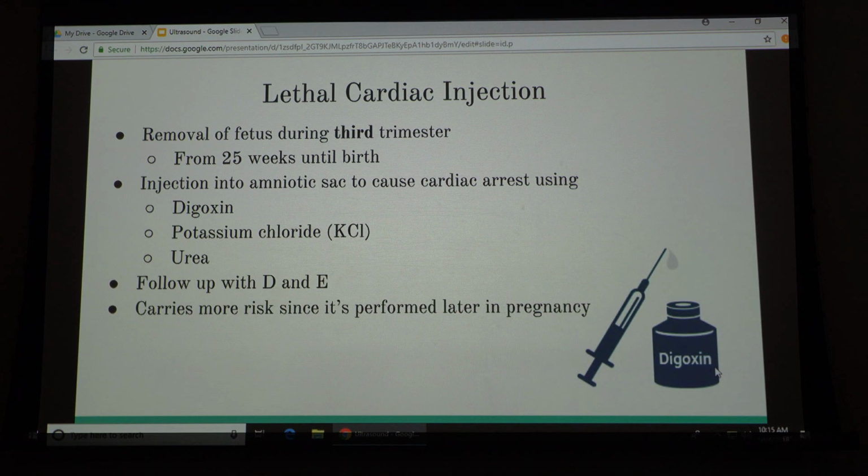If the mother reaches her third trimester and the physician determines the fetus is not able to survive outside of the womb, then this is what most parents will turn to: lethal cardiac injection. This happens from 25 weeks until birth, and what happens is one of three compounds is injected into the amniotic sac. This will cause the fetus to go into cardiac arrest, and then it will be followed up by D&C. So the fetus is not alive when this happens, and it's necessary, like I said before, if you need to survive. And because it's happening in the third trimester, it carries even more risks than it would earlier.